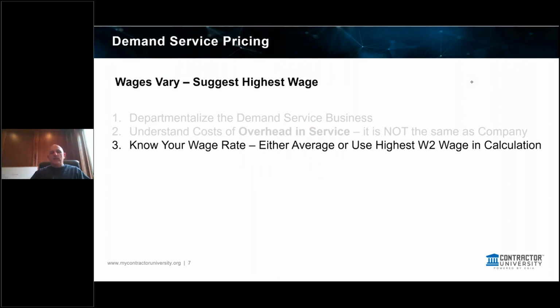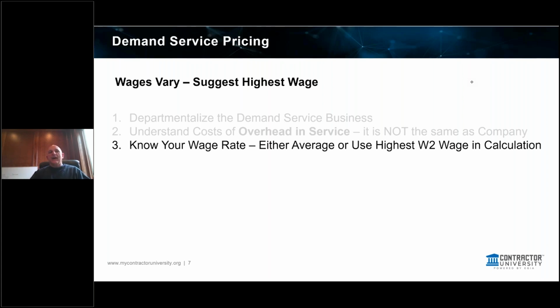Now, there's a couple ways that we could approach this, and there's not a right or a wrong. It's kind of like do what's in your best interest. So you can take the average of all the service technicians that are part of your time payroll system, and do an average. So if you're averaging $30 an hour in terms of all your payroll for your service technicians, you can use that number in the calculation that I'm going to show you a bit later. I typically take the highest W-2 wage.